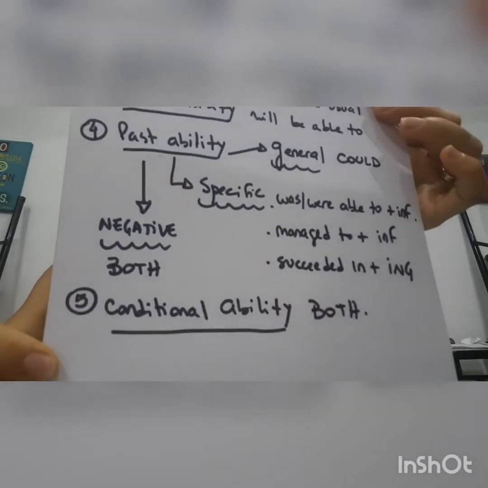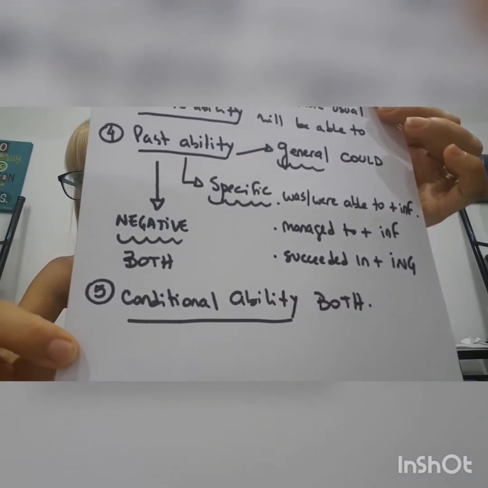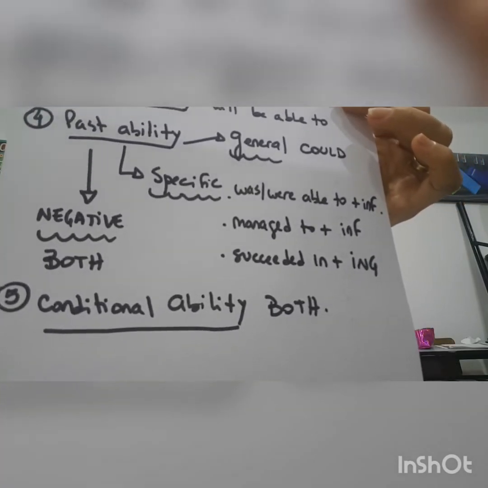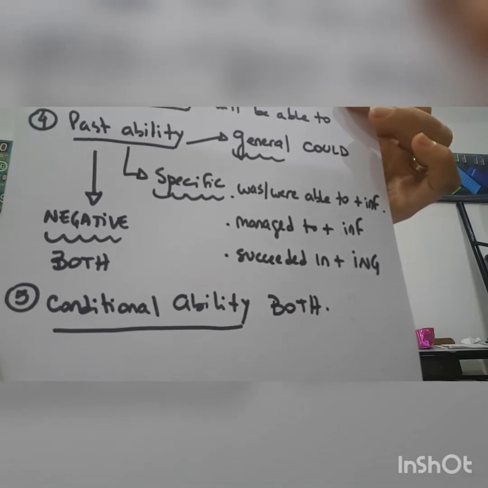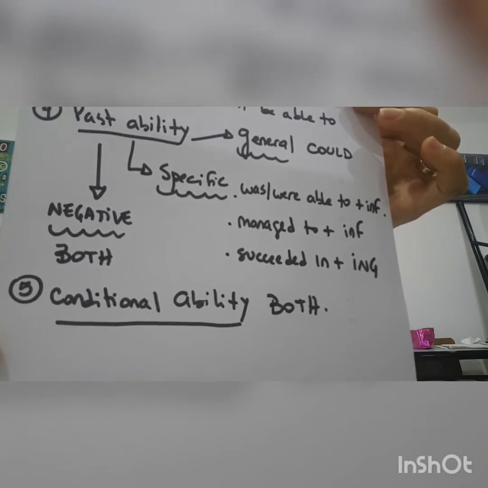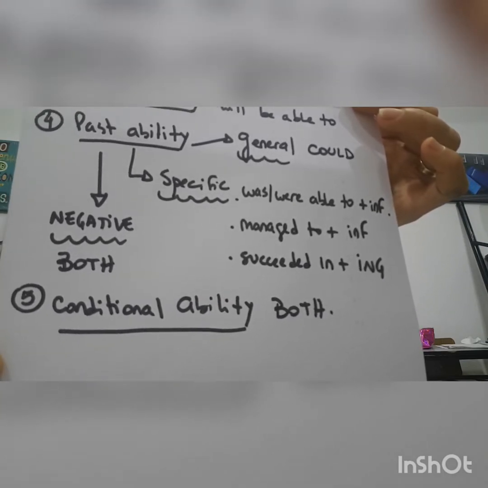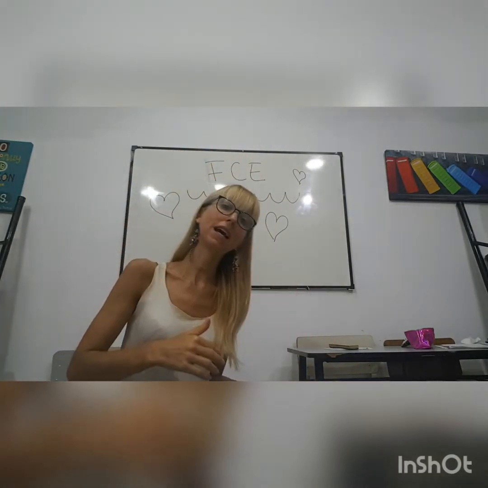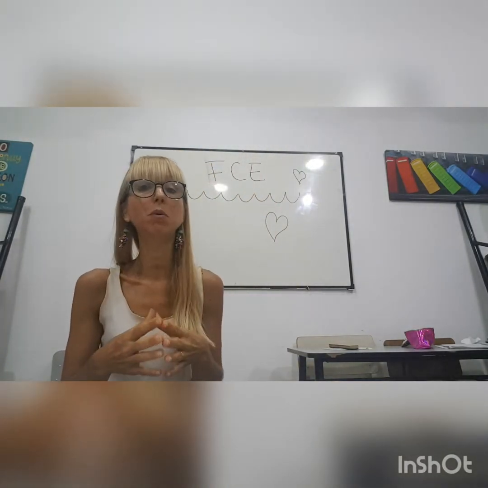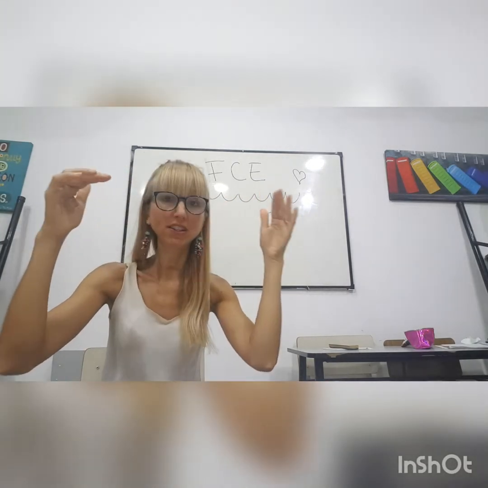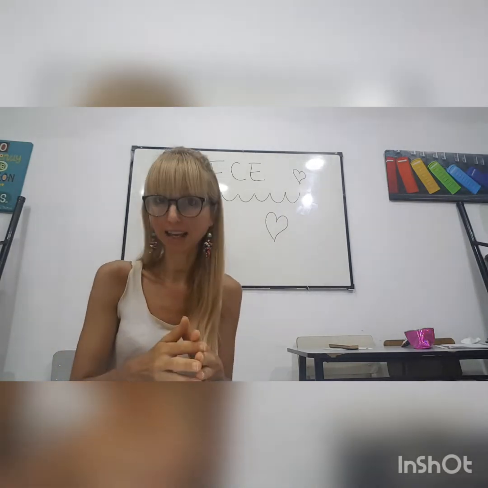And finally, for conditional ability, both are possible. For example, I can tell you, I could play better if I practiced more. Yes, it's the second conditional. Or I can say, I would be able to play better if I practiced more. So in the conditional, when I am imagining, making a hypothesis, both are okay.